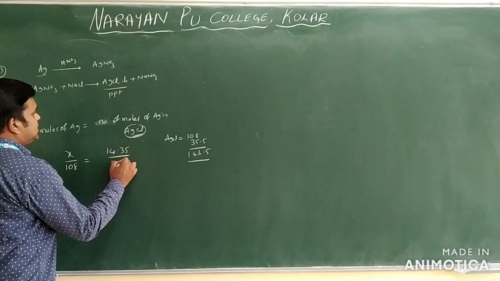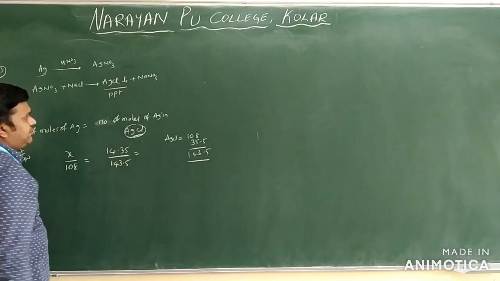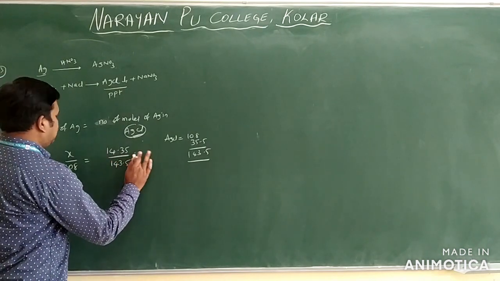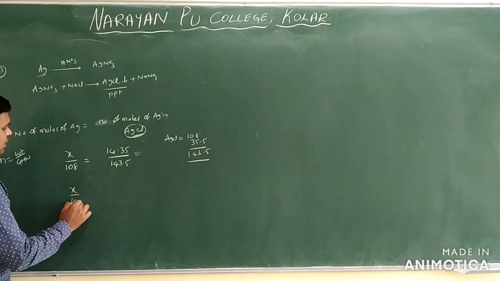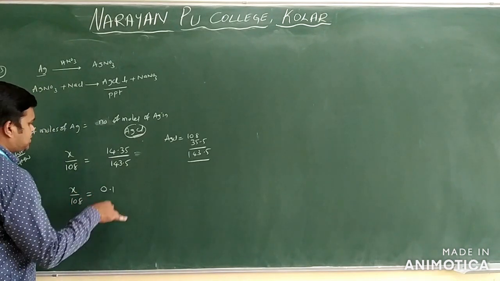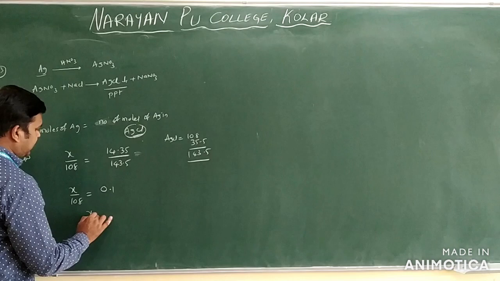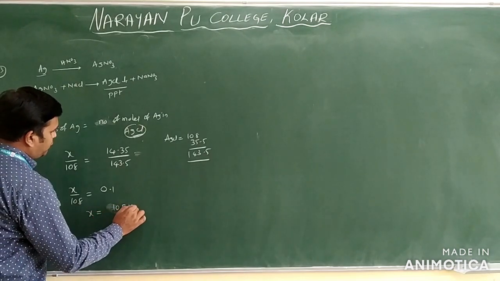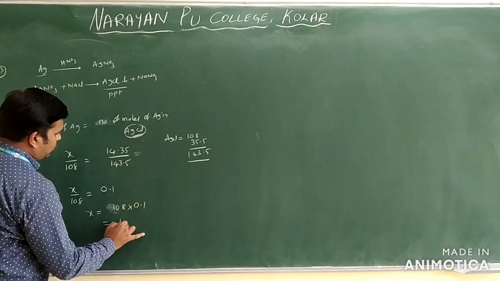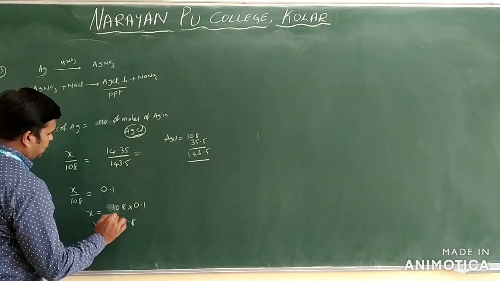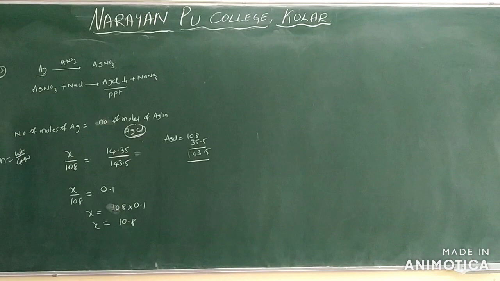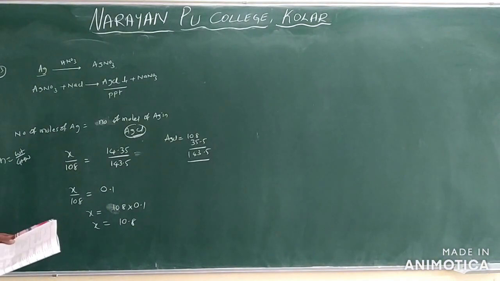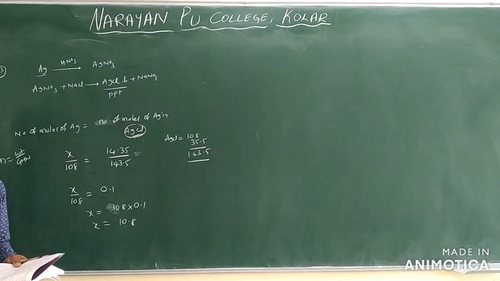14.35 by this is 143.5, that is equal to, you will write here, X by 108 is equal to 0.1. From this we will write X is equal to 108 into 0.1, that is equal to 10.8 only. So you will get the weight of silver. But how much silver can be dissolved in this nitric acid? 21.6 grams of silver is dissolved only.